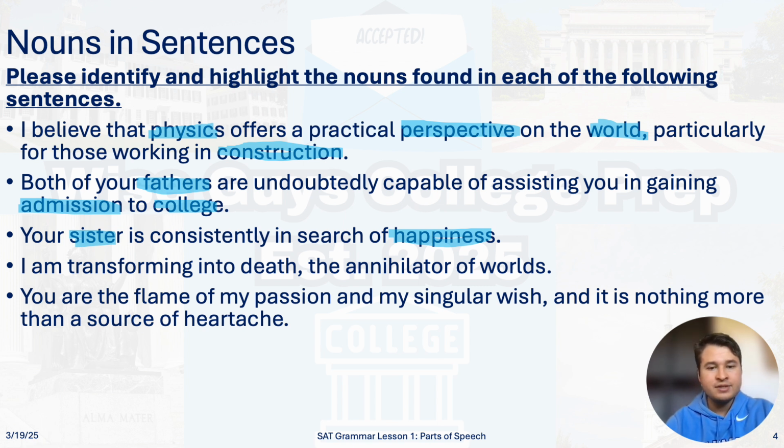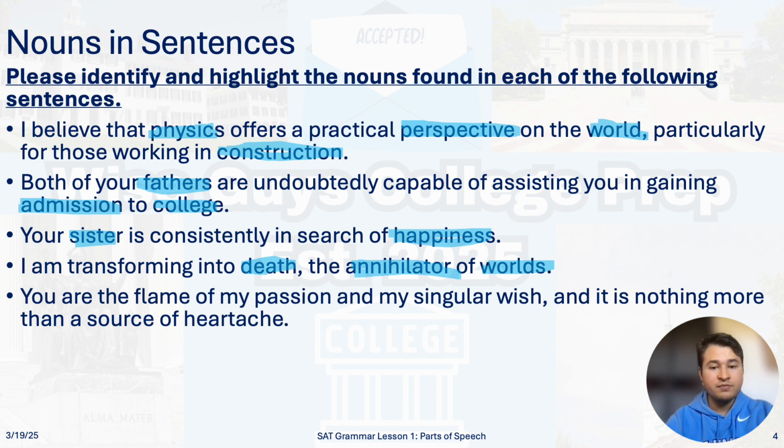I am transforming into death, the annihilator of worlds. So death in this case, despite being referred to as an entity, is abstract. Annihilator is a concrete noun. It is someone you can see, someone that annihilates. And they have worlds, it is concrete. So annihilator and worlds are concrete in here. Now we go with the 5th sentence.